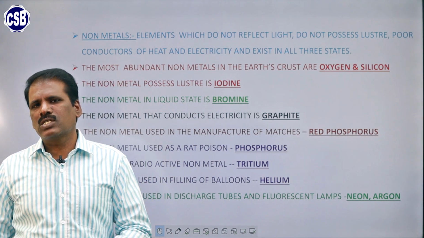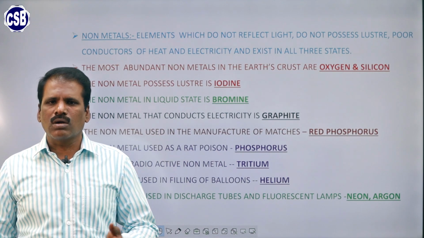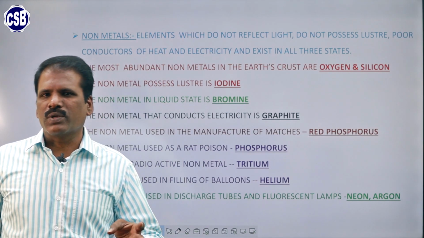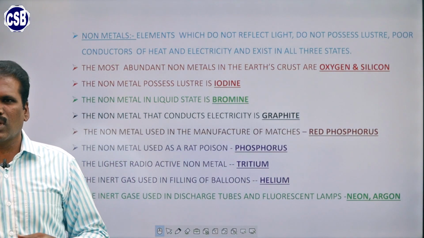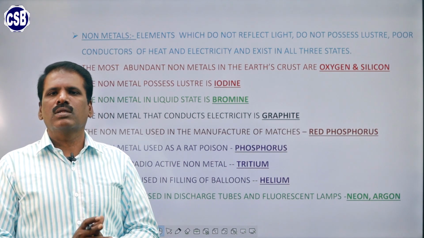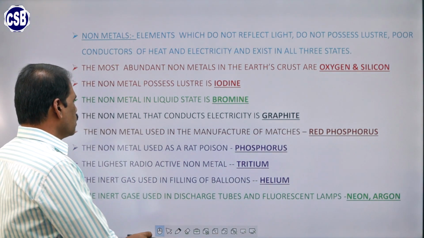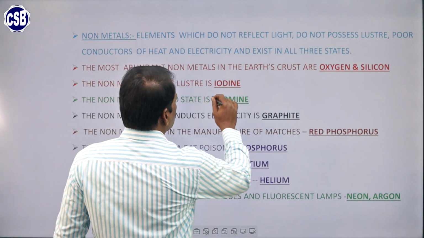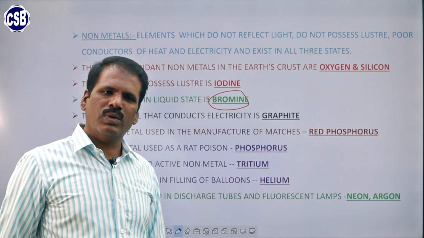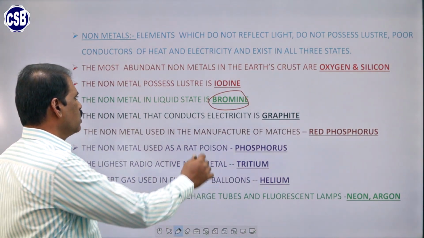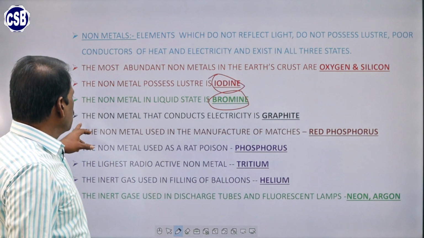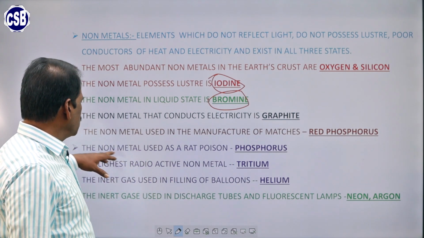Similarly, non-metals exist in all three states: solid, liquid and gaseous. Phosphorus, carbon, silicon are some of the non-metals that exist in the solid state. Bromine is a non-metal that exists in the liquid state. Generally non-metals are not lustrous, but one exceptional case is iodine, which is lustrous in nature. The non-metal that conducts electricity is graphite.